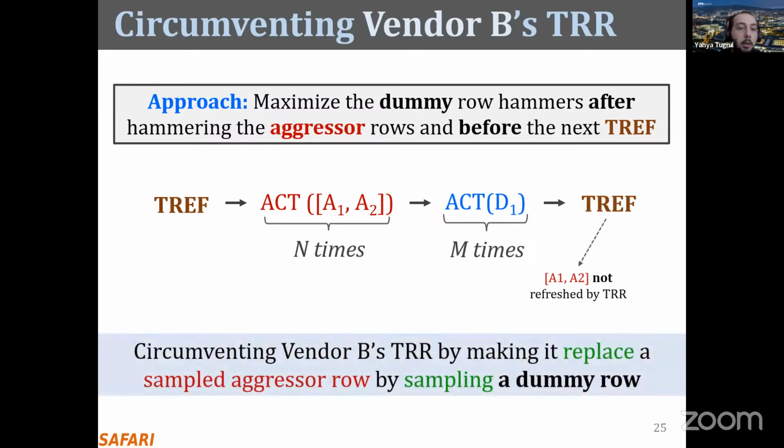So to conclude, one can circumvent vendor B's TRR implementation by overwriting a sampled aggressor row, by making the TRR mechanism sample a dummy row before the TRR capable refresh operation.